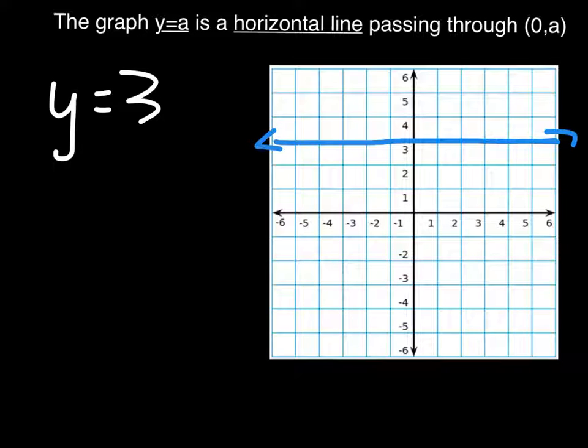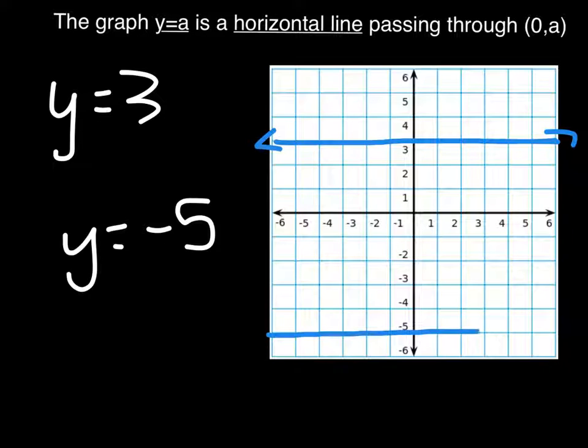What if we had something like, I don't know, y equals a negative 5? Once again, no x. So we just know that y equals negative 5, so we're going to draw a horizontal line at negative 5 for y.